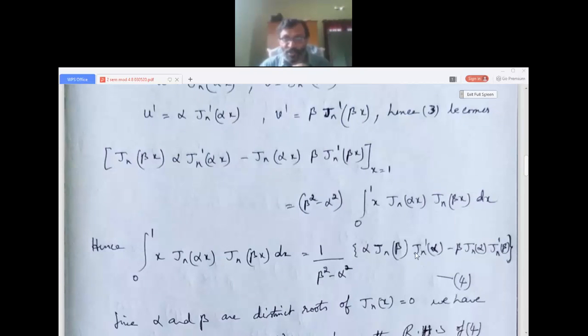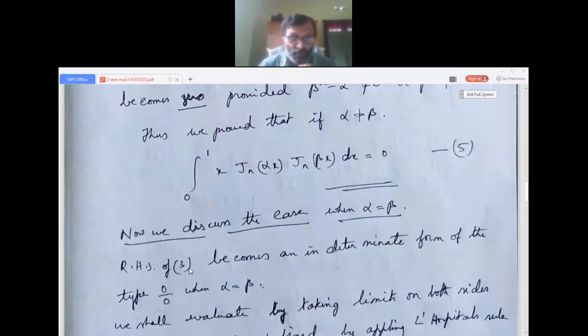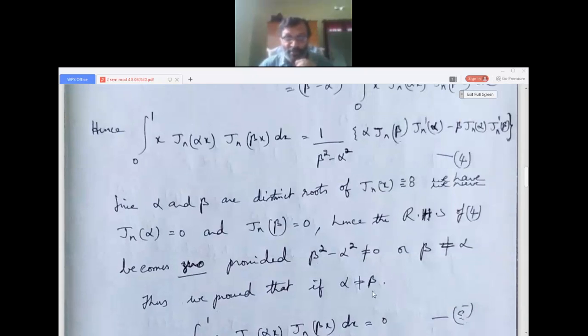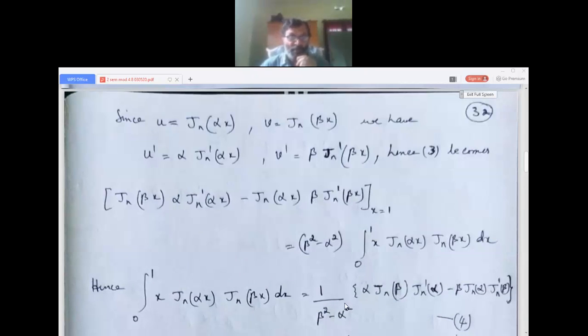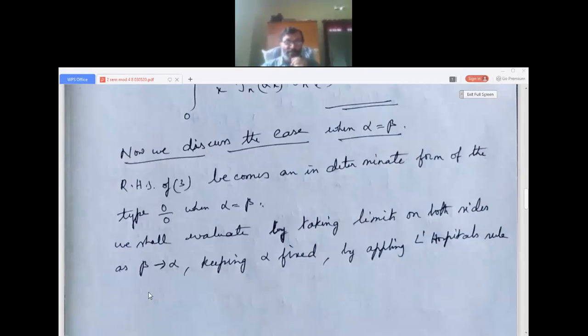This also has Jn(alpha), Jn(beta), so it will be 0 by 0 form. You can see 4, it is very clear. Instead of 3, just correct this. The RHS of 4 becomes an indeterminate form, that is 0 by 0 form, when alpha equals beta. Now, we shall evaluate by taking limits on both sides. A 0 by 0 form means, you can recall from your Maths 1 in first semester, we use L'Hospital's rule: differentiate numerator, differentiate denominator.